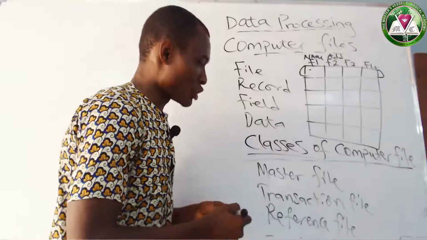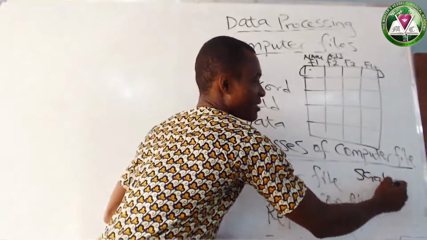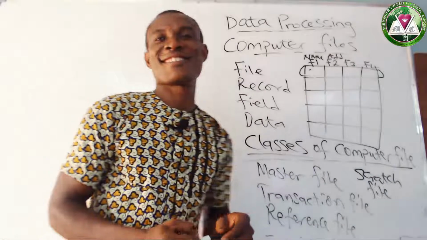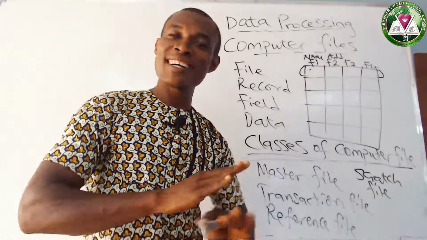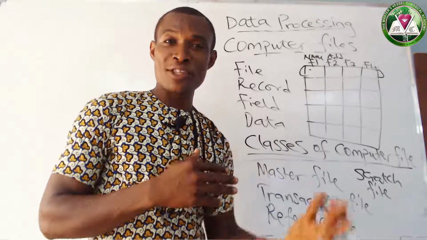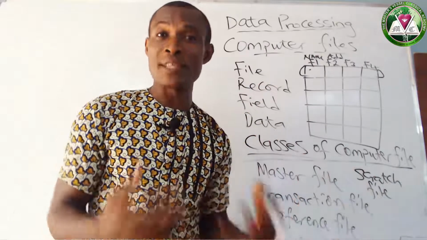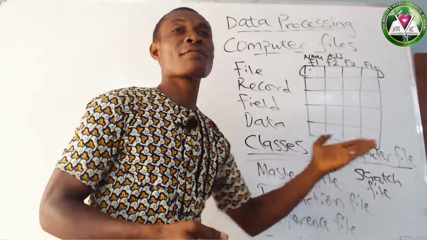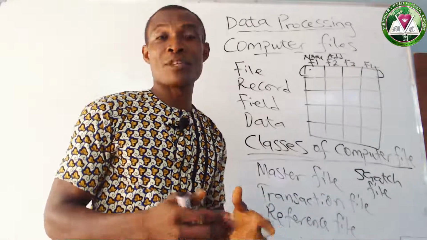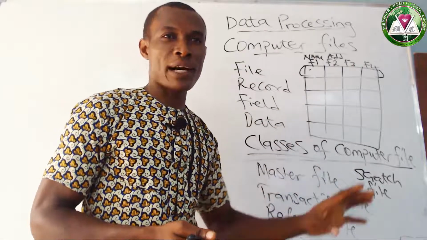Then the other file that I mentioned, the scratch file. This is a file that is no longer needed. A file that is no longer needed in an organization, in a firm, or in a shop, or in an office is tagged a scratch file. And such a file will be due for disposal. So that is for classes of file.